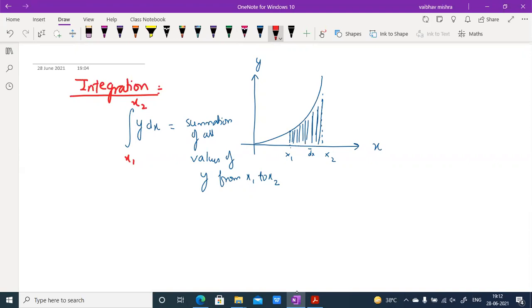So integration is always equal to the area bounded by the graph with the x-axis. If we are writing y dx, the integration is over x. It will be the area bounded by the graph with the x-axis.